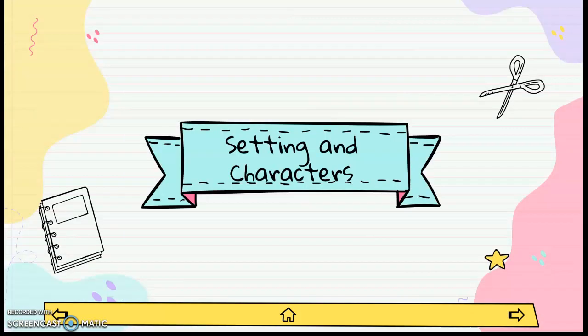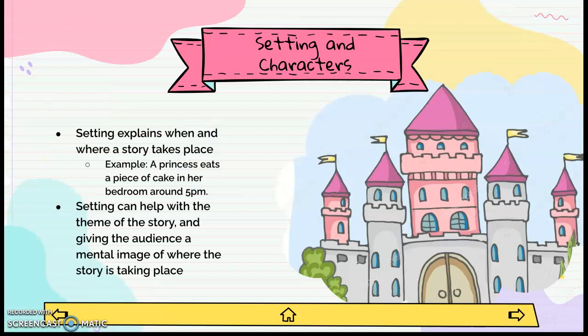And then we will talk about setting and characters. So setting explains when and where a story takes place. For example, a princess eats a piece of cake in her bedroom around 5 p.m. This sentence tells you where the story takes place, in the princess's bedroom, and also when it takes place, which is 5 p.m. Setting can also help with the theme of the story and giving the audience a mental image of where the story is taking place.